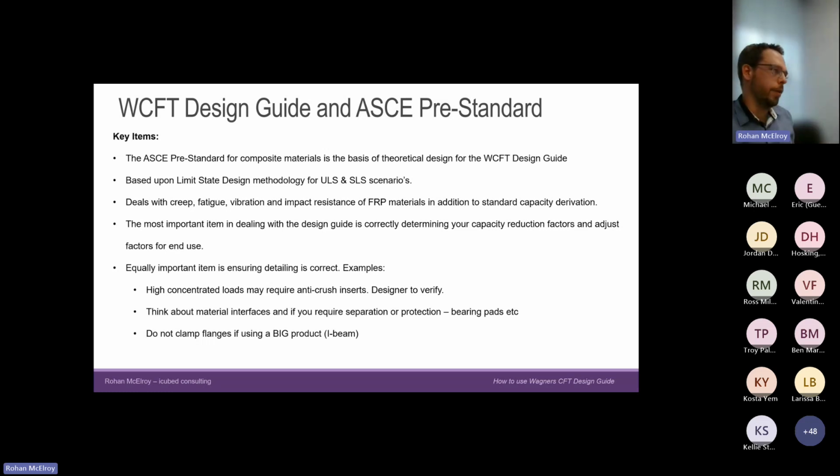Second to that, and equally as important, is detailing. Just like any structure, if you're designing, it all comes down to the details. So high concentrated loads require anti-crush inserts generally. You can also install some grout, for example, to increase your bearing capacity. Have a think about material interfaces. If you've got FRP sitting on a concrete structure, I'd highly recommend you look at putting some bearing pads in place to separate those two elements. And finally, if you're using I-beam products, such as the BIG product by Wagners, don't clamp the flanges, just keep the connection detailing really simple.